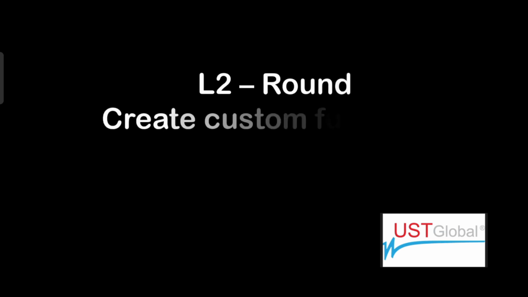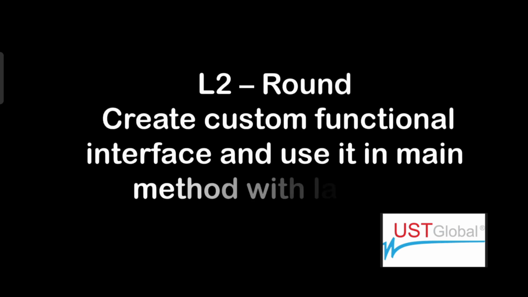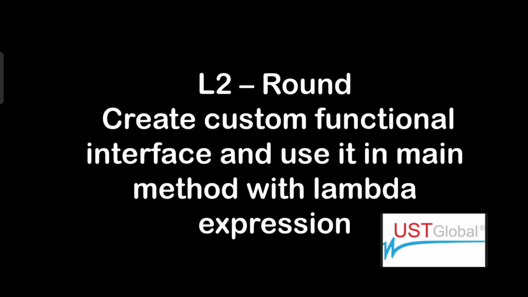Now coming to the L2, that means round 2 questions. So here are the coding questions that were asked in round 2. First question was to create a custom functional interface and use it in the main method with a lambda expression. So ideally it shows how strong you are in Java 8 features.